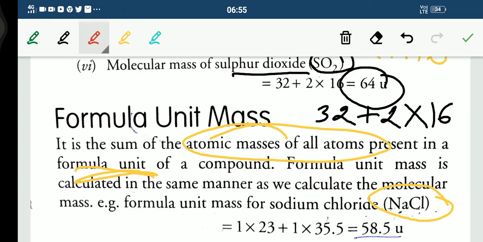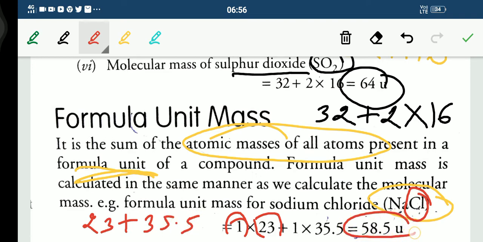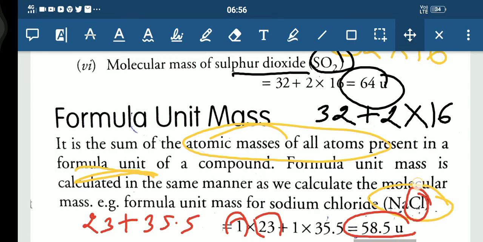Na is sodium. So, can you tell me how many atoms are there in the sodium? Only one. What is its atomic mass? 23. Fine. So 1 multiplied by 23, we get 23, plus, talking about chlorine, how many atoms are there? Only one. What is its atomic mass? 35.5. Write down here 35.5. Add these two numbers, we get 58.5. So I hope this is clear.